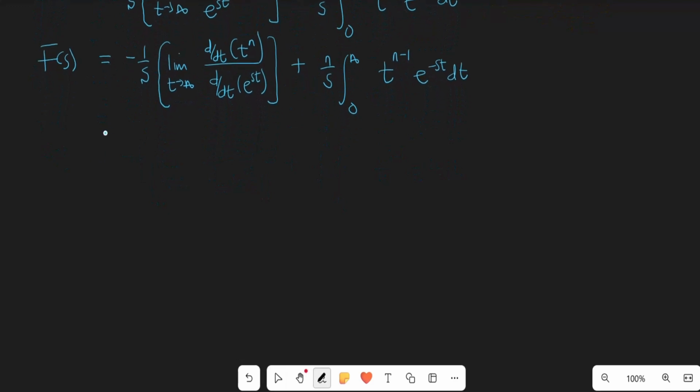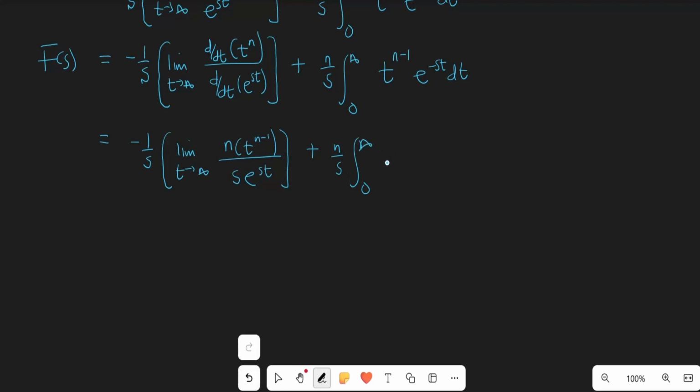Cool. So when we differentiate this, what do we get? Let's put in a limit here. The limit as t approaches infinity, differentiating is going to be n times t raised to the power n minus 1. This is what we have. And now the denominator differentiating is going to be s e raised to the power st. And we are still taking the limit, plus n over s, the integral from 0 to infinity of t raised to the power n minus 1 e raised to the power negative st dt.